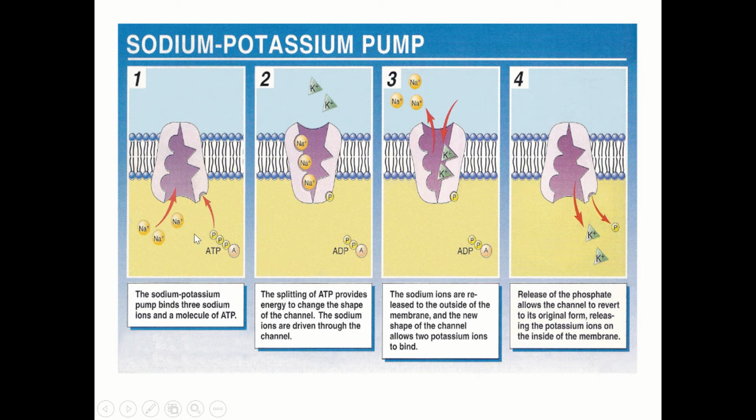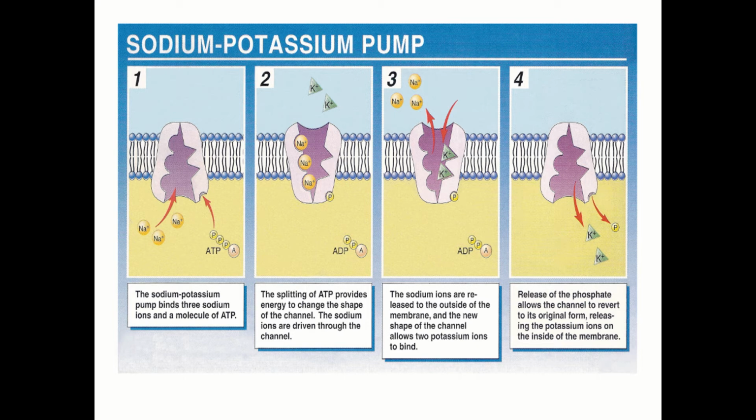And then, mag-a-attach ang ATP. ATP is adenosine triphosphate. Triphosphate kasi 3 group ang kanyang phosphate group. So mag-a-attach ang ating ATP dito sa integral protein kapag nakapag-attach na rin yung sodium ions. Ngayon naman, the splitting of ATP provides the energy to change the shape of the channel.